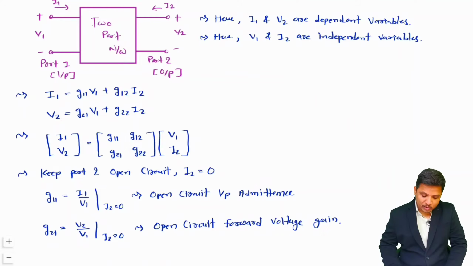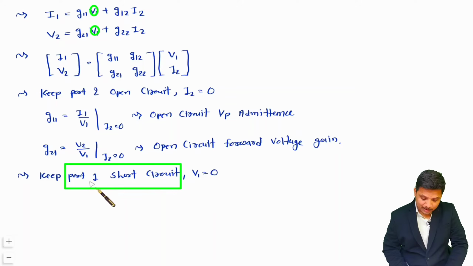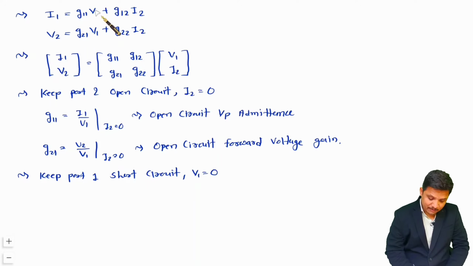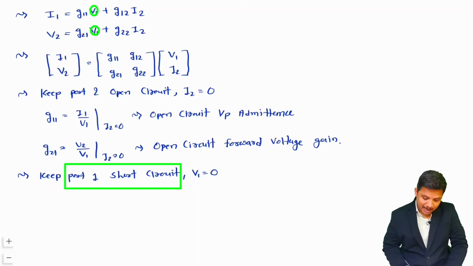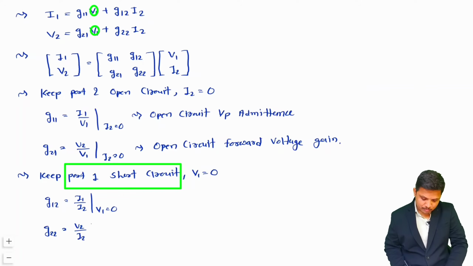So let us provide short circuit at port 1. If you keep port 1 as short circuit, V1 will be 0. As V1 is 0, then you can have G12, that is I1 by I2, provided V1 is equal to 0, and you can have G22, that is V2 by I2, provided V1 is equal to 0.